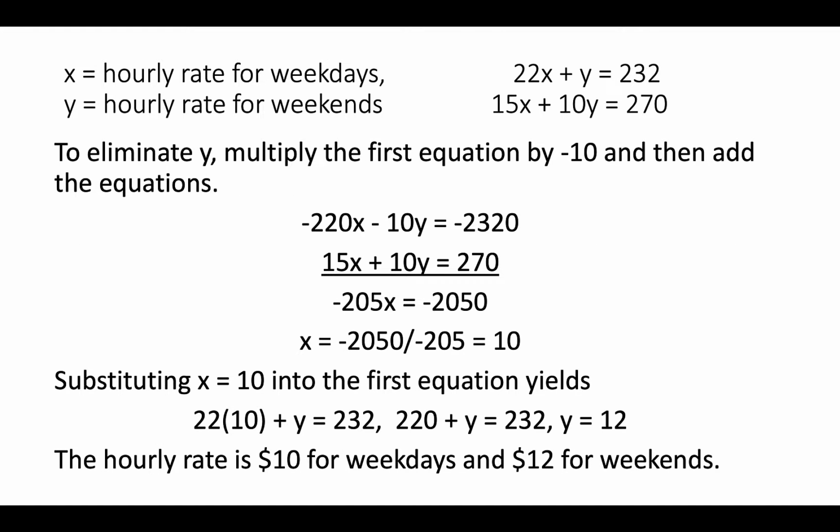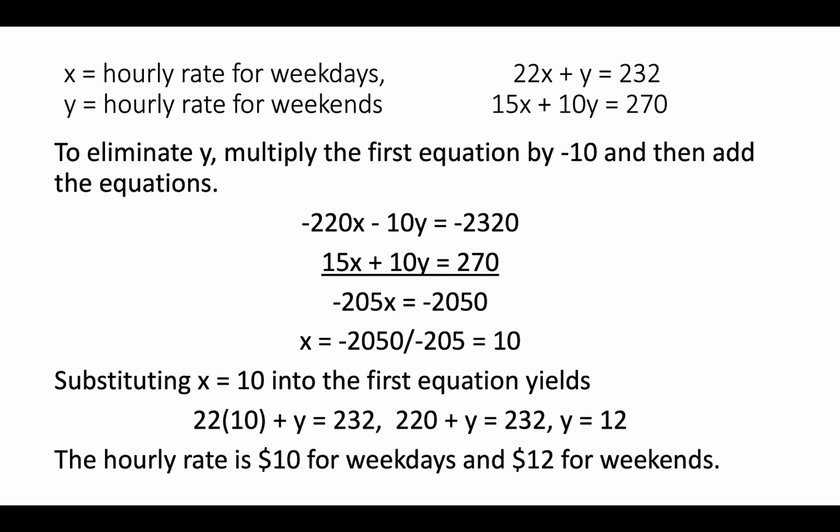To eliminate y, we would want to add a negative 10y to the 10y we have in the second equation. We can do this by multiplying the first equation by negative 10, which gives us negative 220x minus 10y equals negative 2320. Adding this to the second equation, 15x plus 10y equals 270, gives us the equation negative 205x equals negative 2050. Dividing both sides of this equation by negative 205, this is x equals 10.